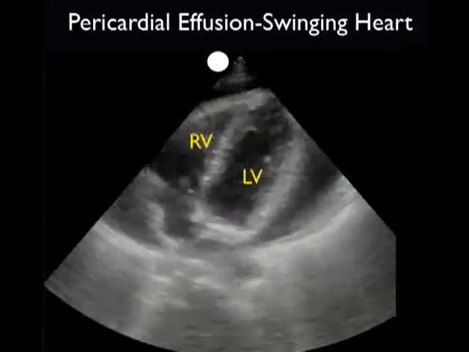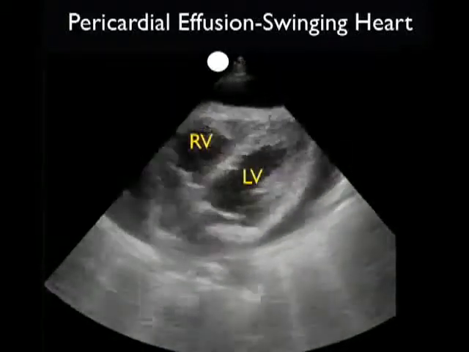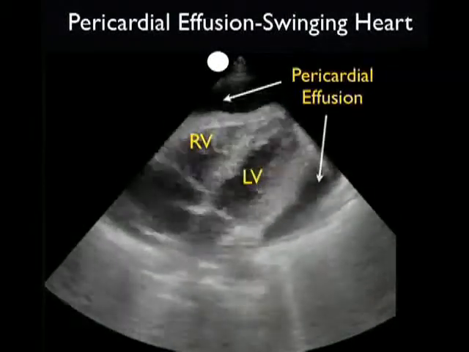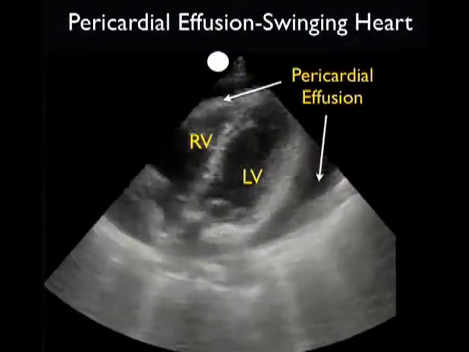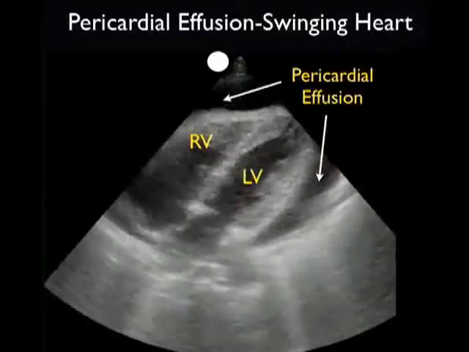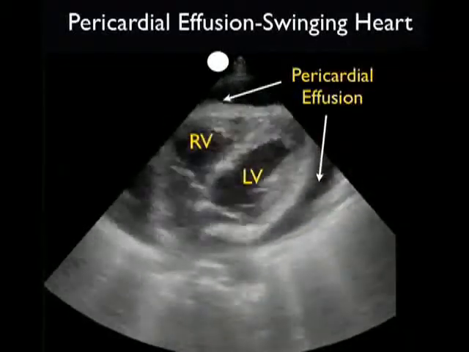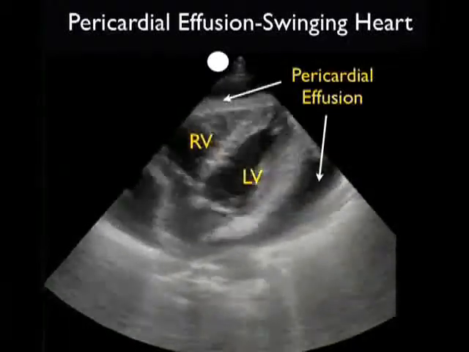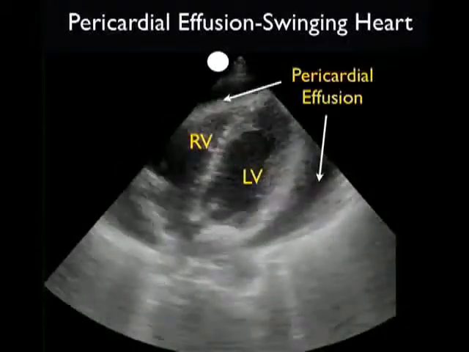And what we notice here is the right ventricle and the left ventricle closest to the screen, but we see here a very large pericardial effusion circumferentially surrounding the heart. And notice the heart swinging back and forth in all the pericardial effusion. This gives rise to the phenomenon known as electrical alternans, or different sizes QRSs on the EKG.